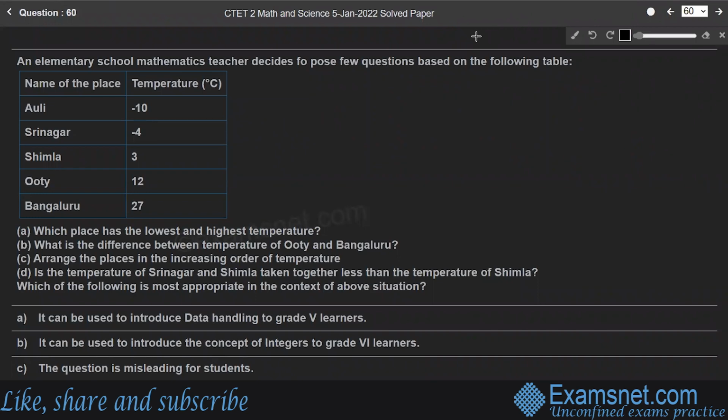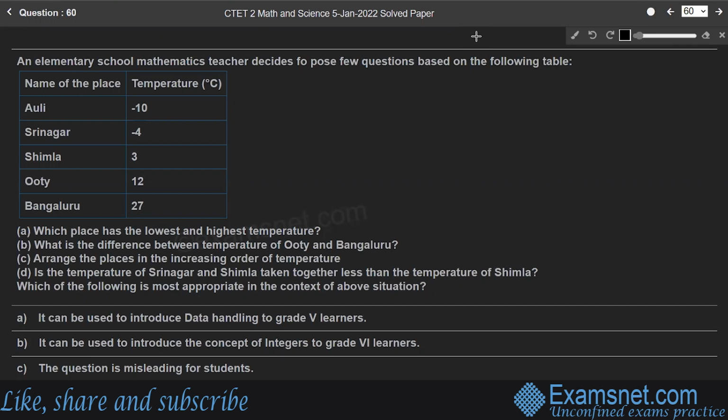Question 60. An elementary school mathematics teacher decides to pose a few questions based on the following table. Name of the place and temperature, hourly: minus 10 degrees Celsius, Srinagar minus 4, Shimla 3 degrees Celsius, Ooty 12 degrees Celsius, Bengaluru 27 degrees Celsius. Which place has the lowest and highest temperature? What is the difference between the temperature of Ooty and Bengaluru? Arrange the places in the increasing order of temperature. Is the temperature of Srinagar and Shimla taken together less than the temperature of Shimla? Which of the following is most appropriate in the context of the above situation?